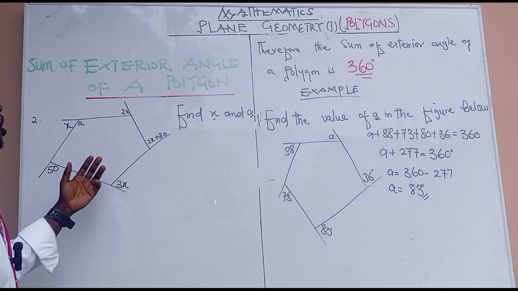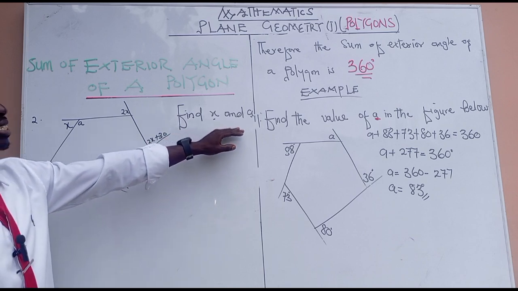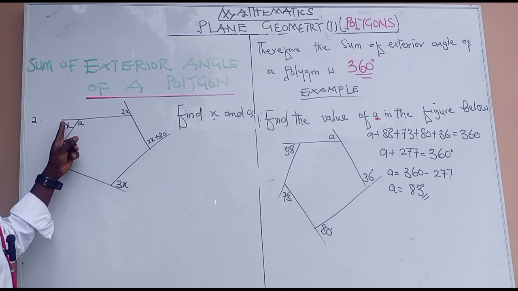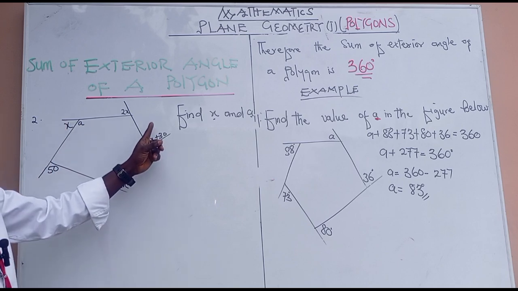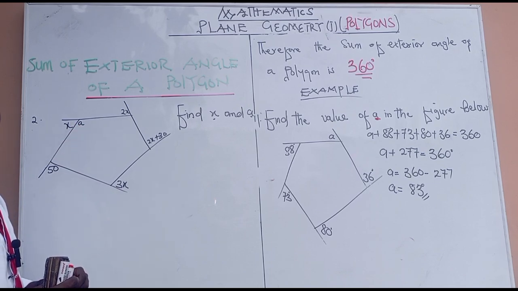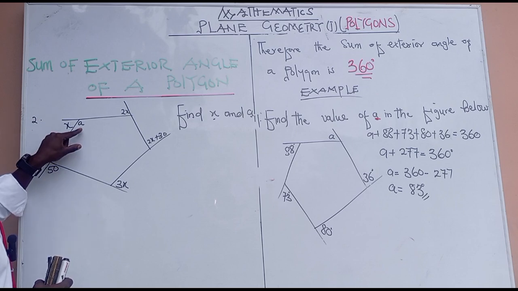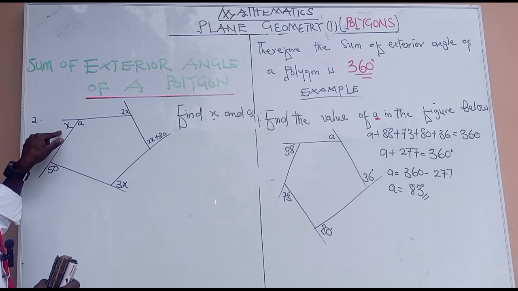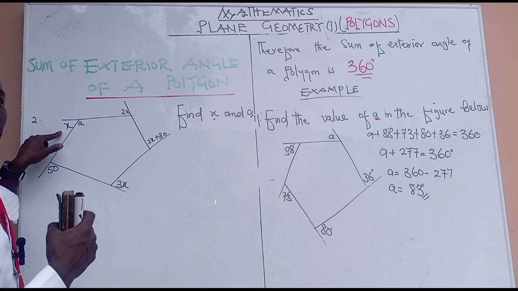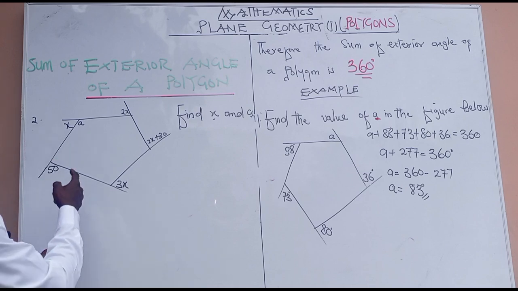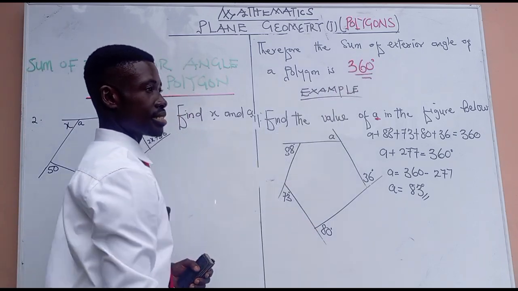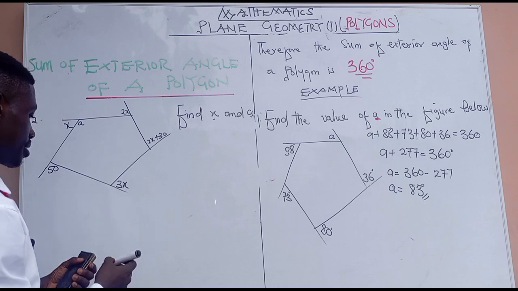Now our second example is we have to find the value of x and then A. So realize that this is also a polygon and we have exterior angles being given. We also have one interior angle and that is what? A. So before we can find the value of A, we have to find the value of x. In finding the value of x, then we have to use the sum of exterior angles of a polygon. So therefore, we are going to sum all the exterior angles and then we equate it to what? 360. So let's do that.